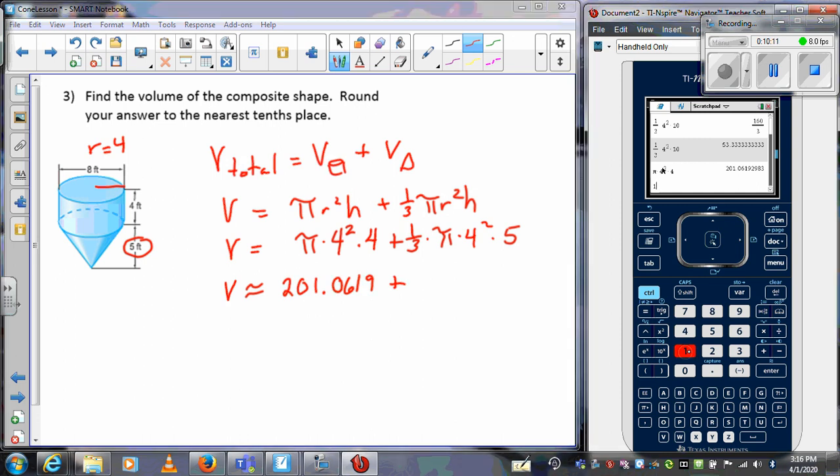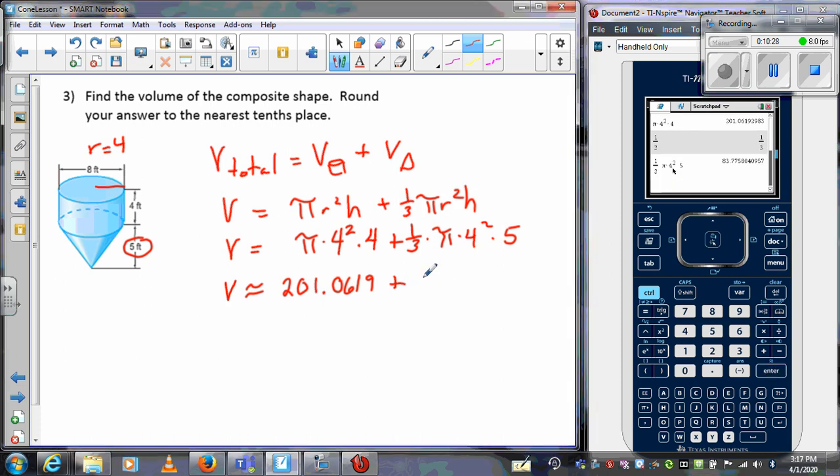Okay, now let's do the next calculation. So 1 divided by 3 times pi times 4 squared times 5. So that's going to give me 83.7758. And what I'm going to do is, without clearing anything, I'm just going to go ahead and hit the addition button so I don't have to type in the 83.7758 again. And I'll just type in the 201.0619.